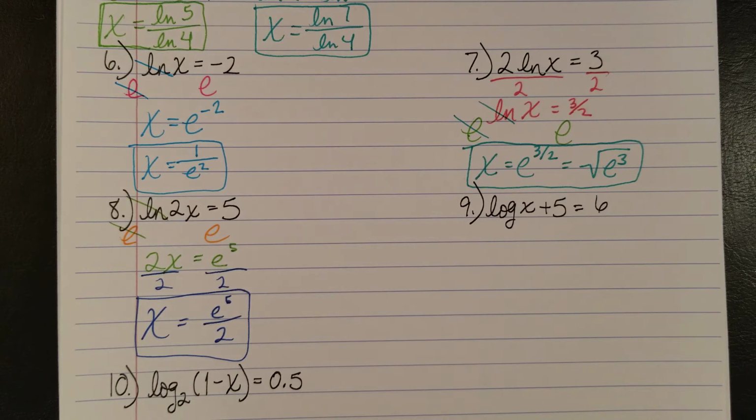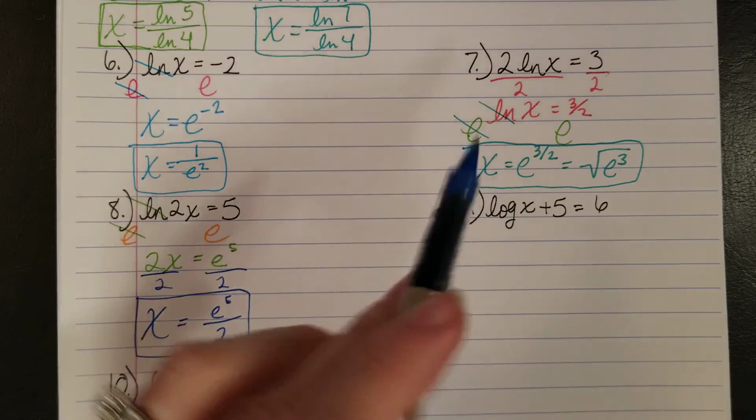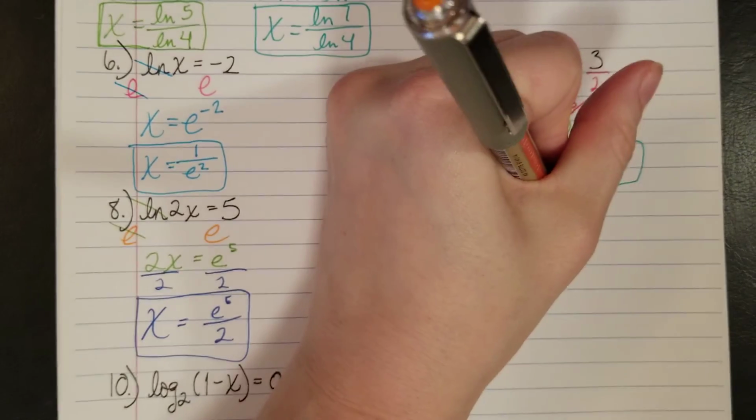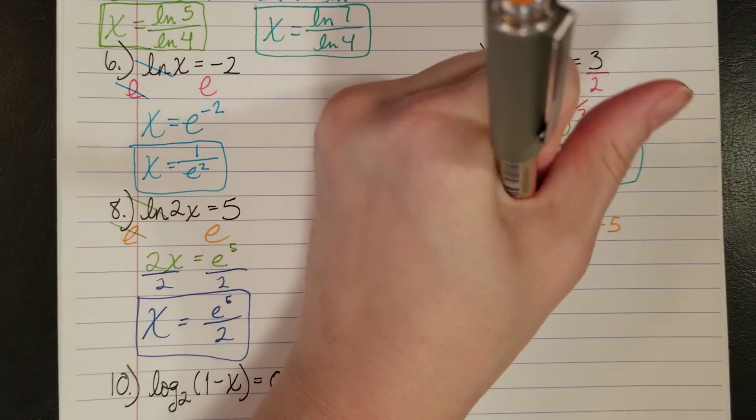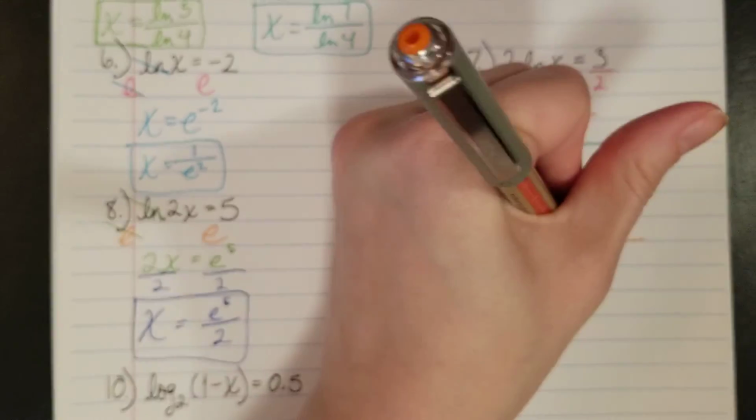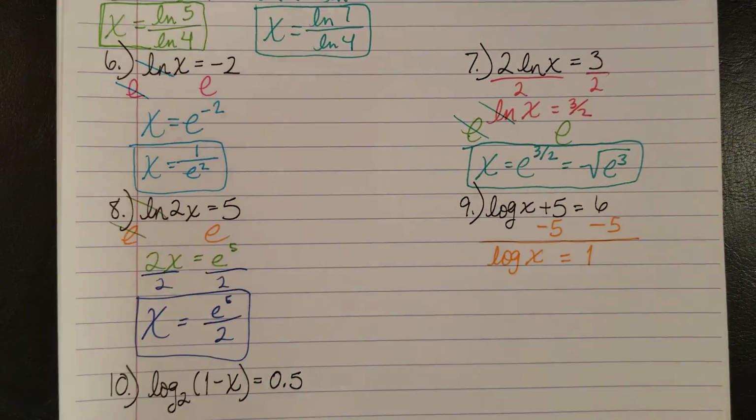And number 9, log of x plus 5 equals 6. All right, so there's not parentheses around the x plus 5, so we would know that the plus 5 is separate from the log expression. It's not part of the argument. So I would go ahead and start by subtracting 5 from both sides. So that would make it log of x equals 1.